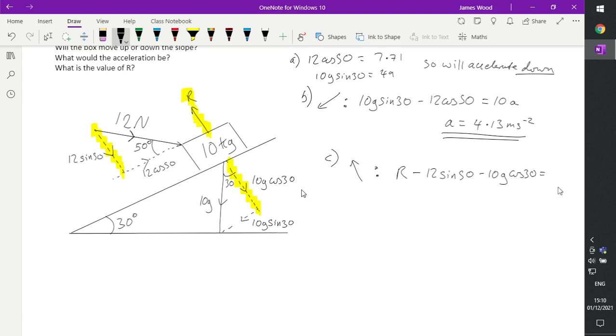And now that equals ma, so it's going to be 10 times, now the acceleration in that direction, assuming this is not lifting off the slope or going into the slope, is 0. Okay, the acceleration down the slope is 4 and a bit, but the acceleration in this direction is 0. You could have written R equals this plus this if you wanted to think about it in terms of balanced forces. And if we solve this, we then get R equals about 94 newtons. Okay, there we are.